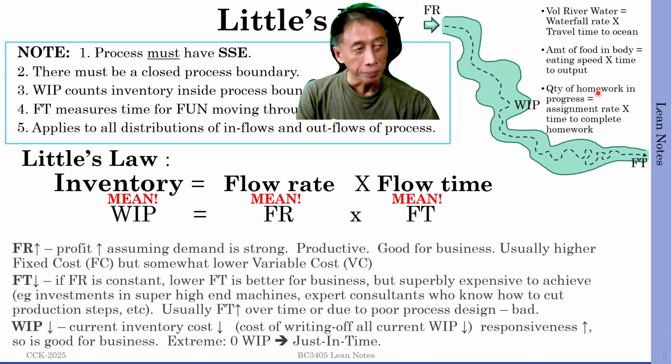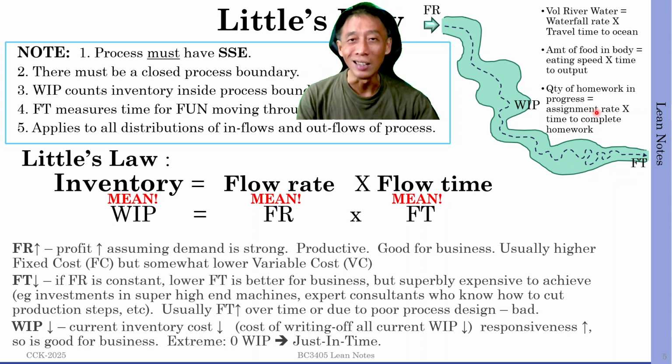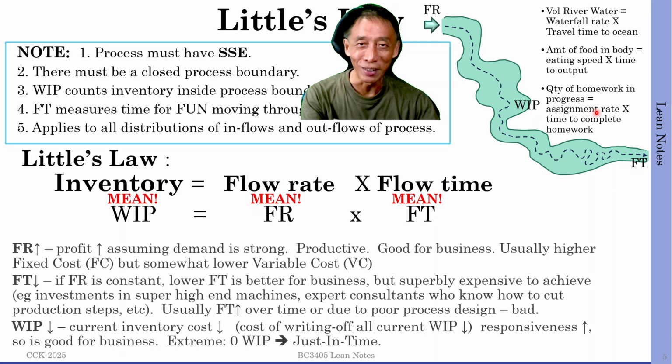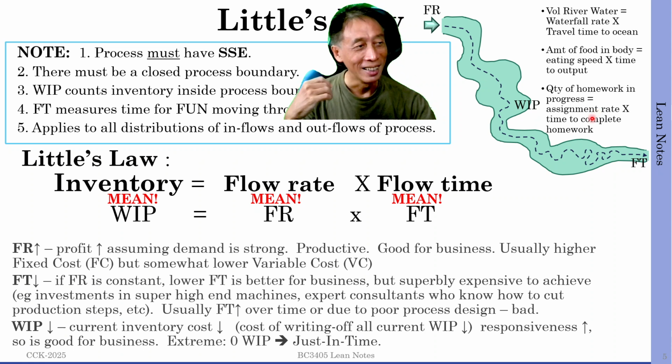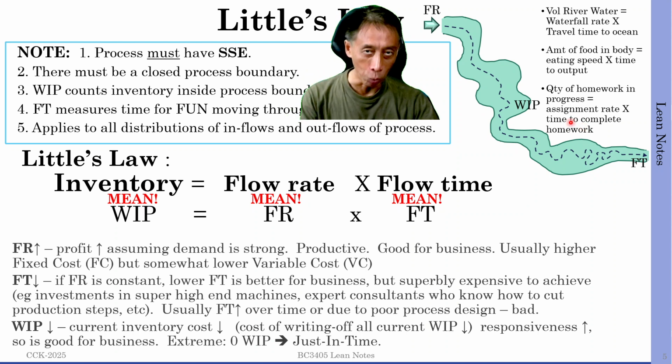What about the homework? The number of homework questions for lean operations, quantity of homework in progress. It will be the assignment rate. Every week or every session, I give you sometimes 5 questions, sometimes 8, sometimes 6, depending on the week's topics, but then you take the average. So that's my flow rate in, or your flow rate out. Then multiply by the average time it takes for you to complete a question.